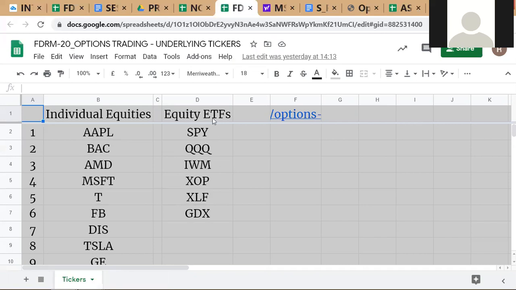There are some direct options on the indexes, like the S&P 100 index, etc. Those are European style, but those are not very active. The S&P 500 index option is active, but if you look at total volume, the main activity in the US is all on individual stocks or ETFs, and they're American style.